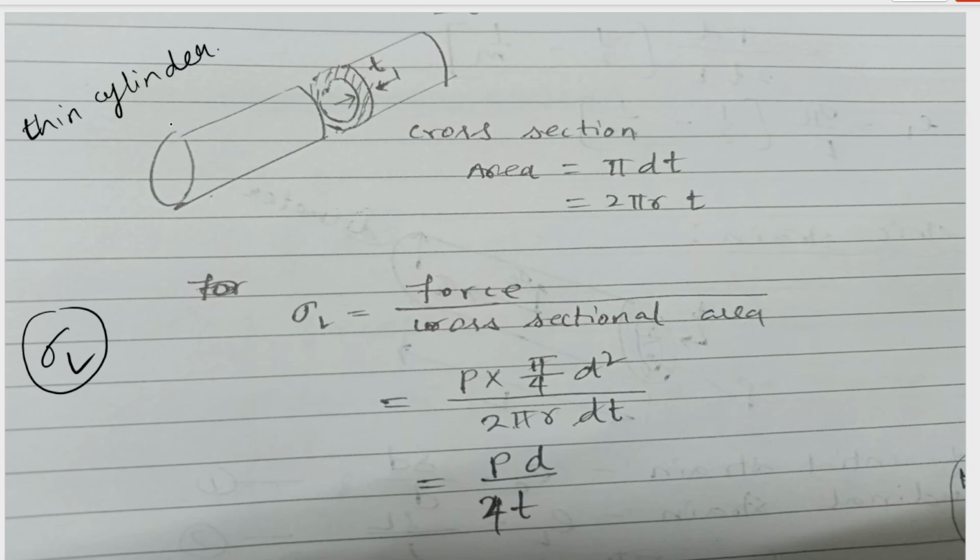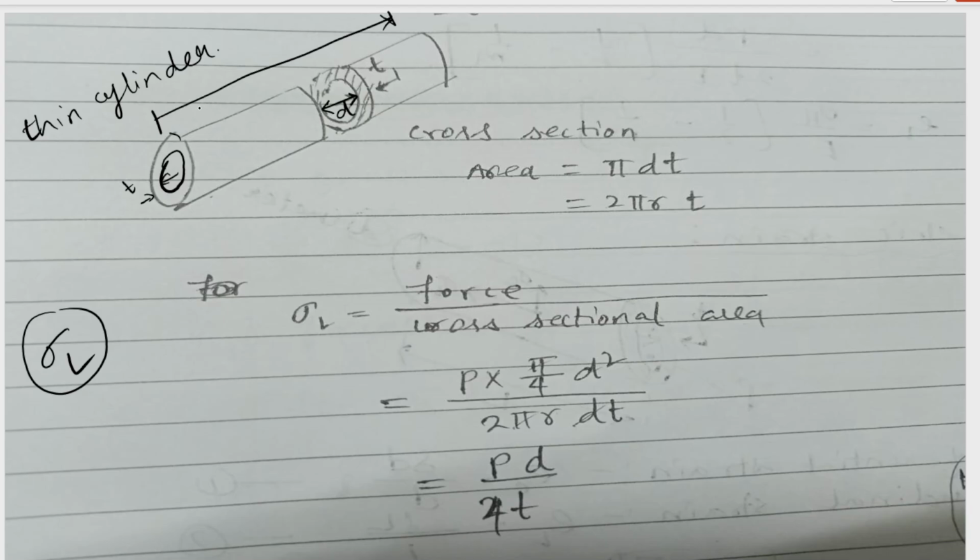So as you can see here, I have got a cylinder. This is a thin cylinder where the thickness is small t, and the internal diameter will be denoted with small d. So from here to here the diameter is small d, and the thickness is already mentioned, and the length of this cylinder is small l.